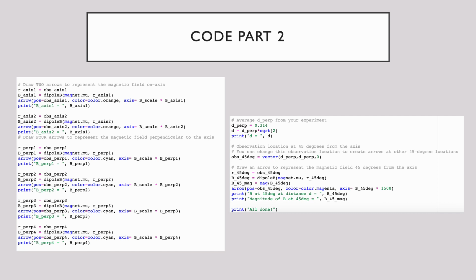For the second part of the code, on the left, you can see the drawing of the 2 on-axis arrows and the 4 perpendicular arrows. And on the right side, you have the values for the distance perpendicular, the average distance measured. And you have your observation location at 45 degrees, as well as your arrow at 45 degrees, and then the return statements for the magnetic field and the magnitude of the magnetic field.